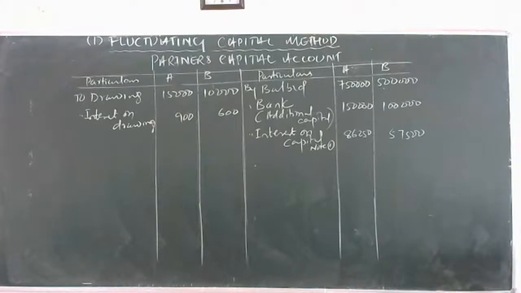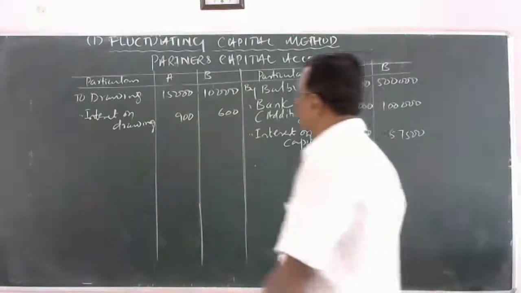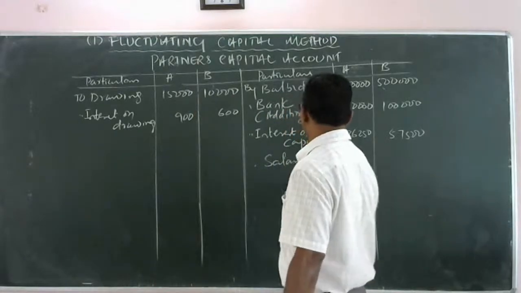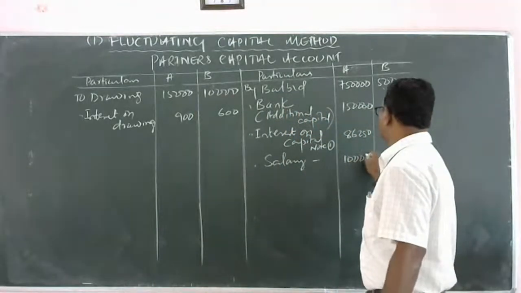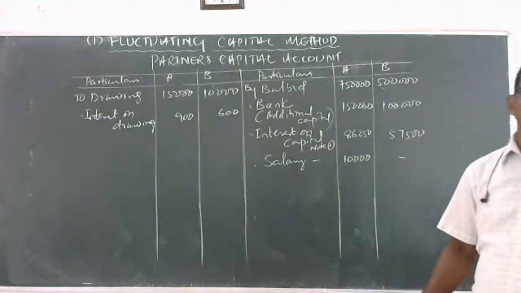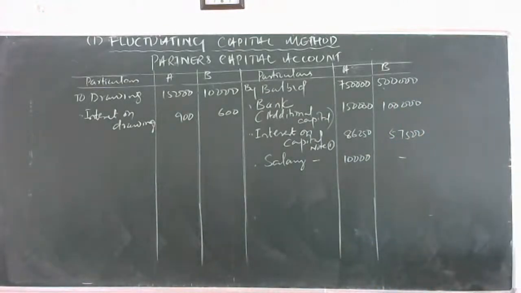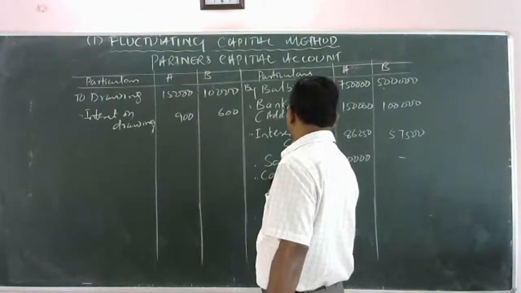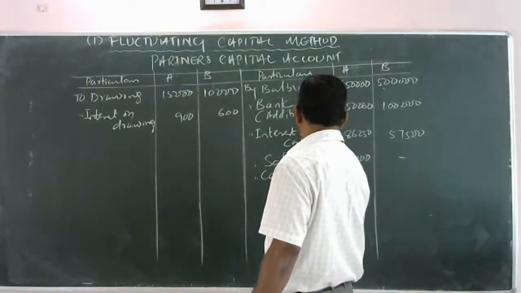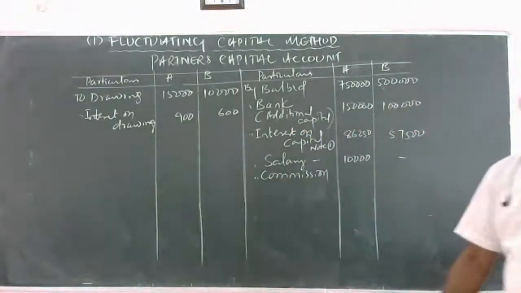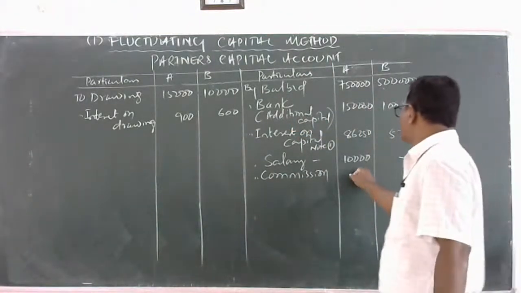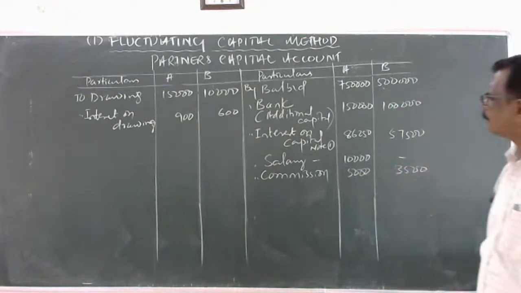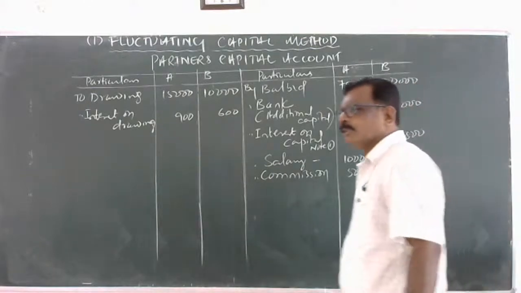Similarly, the salary to the partner is credited to partner's capital accounts. Only A is entitled to a salary of rupees 10,000. Commission to the partners A and B. Commission to the partners A rupees 5,000, B rupees 3,500. A 5,000, B 3,500. Right?